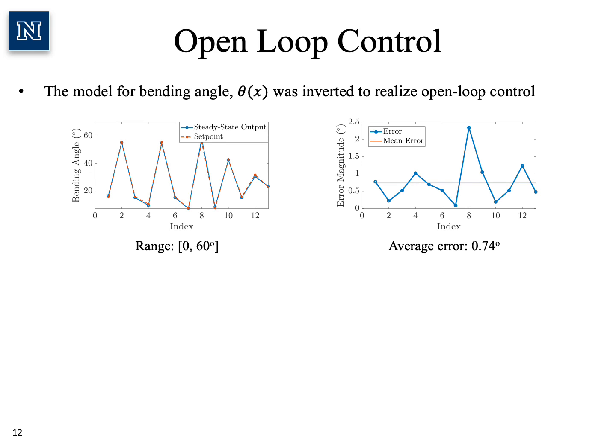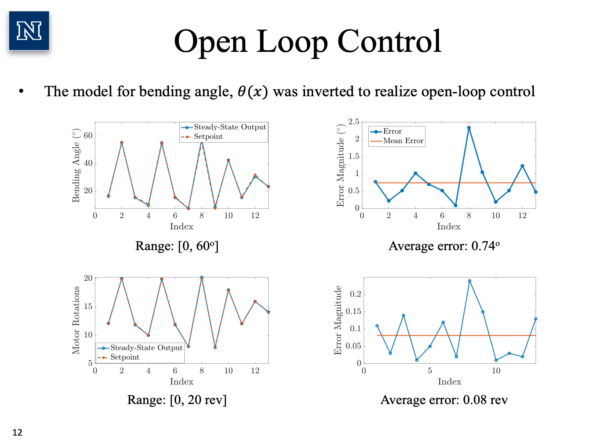As it can be seen, decent results were obtained with the average control error being 0.74 degrees. Considering the average modeling error to be 1.08 degrees, the obtained control performance was deemed to be satisfactory. Another minor source of error could be the control error of the motor in achieving the desired motor rotations. The motor was controlled using a proportional controller and had an average control error of 0.08 revolutions.